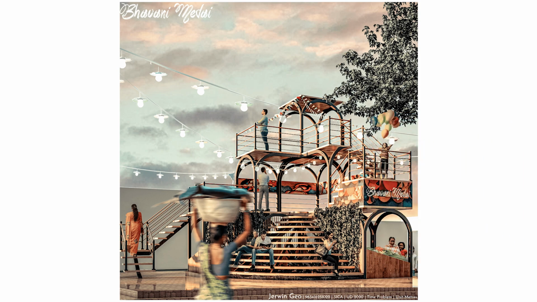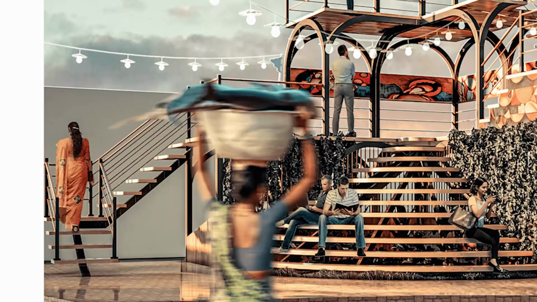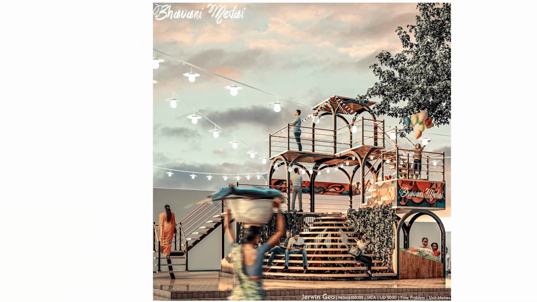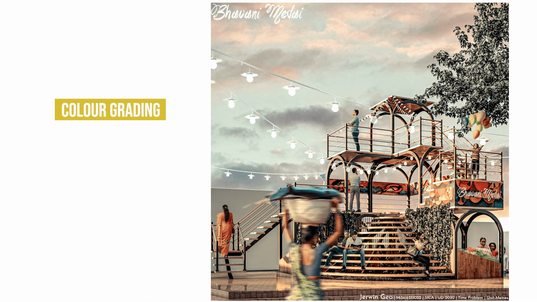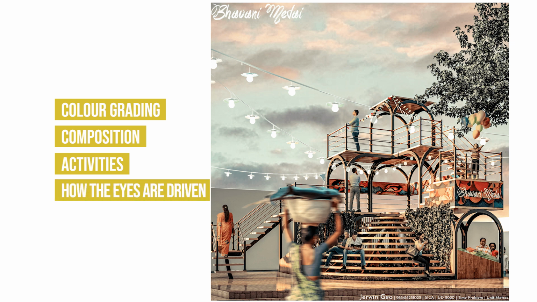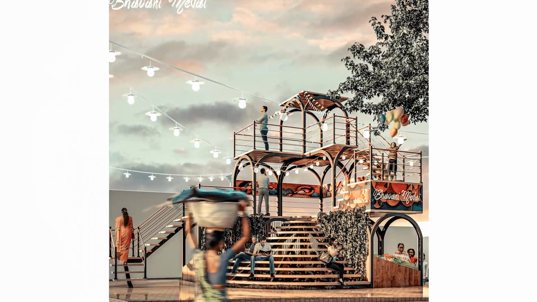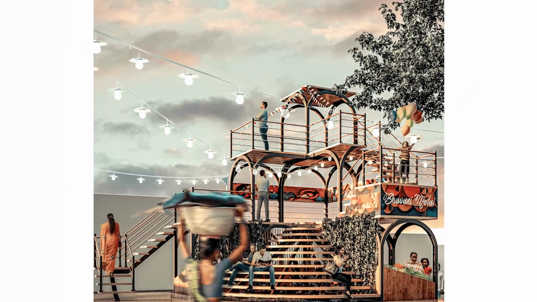The people here are the most important element. It shows the culture, the activity, and it helps to trigger emotion, which is a combination of color grading. Here I've used orange and teal, the composition, the human activities, their costume, and the way you drive the eyes using hierarchy and leading lines like this. Leave a comment if you want me to do a breakdown video on this render.